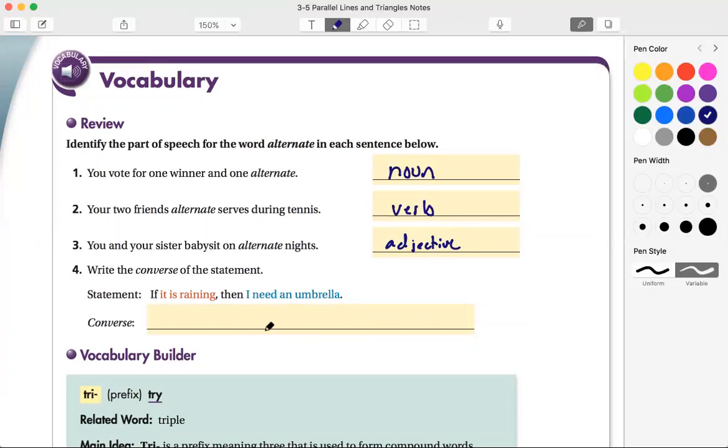Write the converse of this statement. If it is raining, then I need an umbrella. So the converse would be: if I need an umbrella, then it is raining.